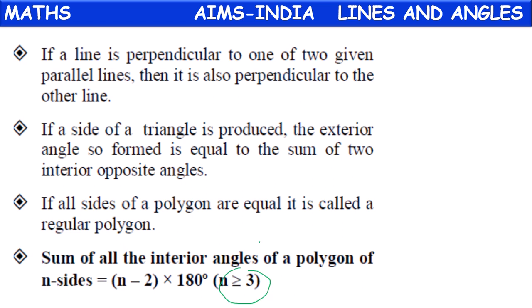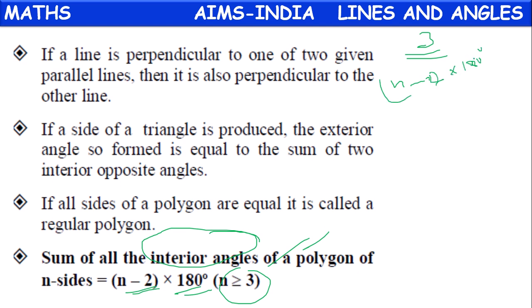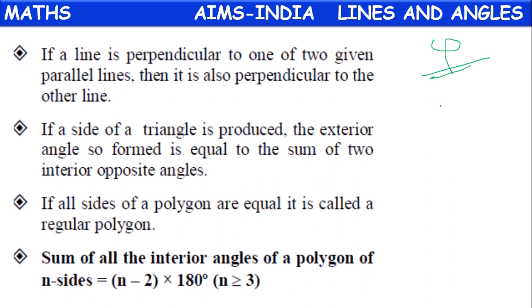For a polygon, the formula for the sum of all the interior angles is (n minus 2) into 180. Triangle, 3 sides: n minus 2 is 1, 1 into 180 equals 180. Next, quadrilateral, 4 sides: 4 minus 2 into 180. 4 minus 2 is 2, 2 into 180, 360 degrees.